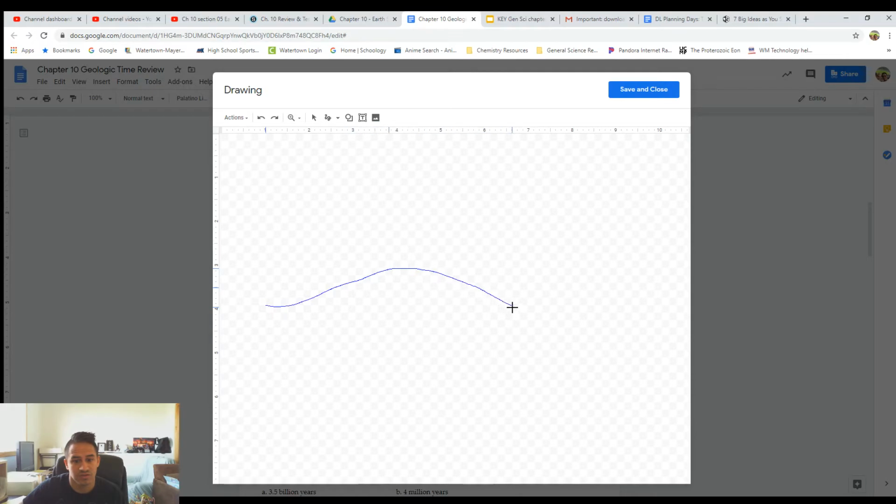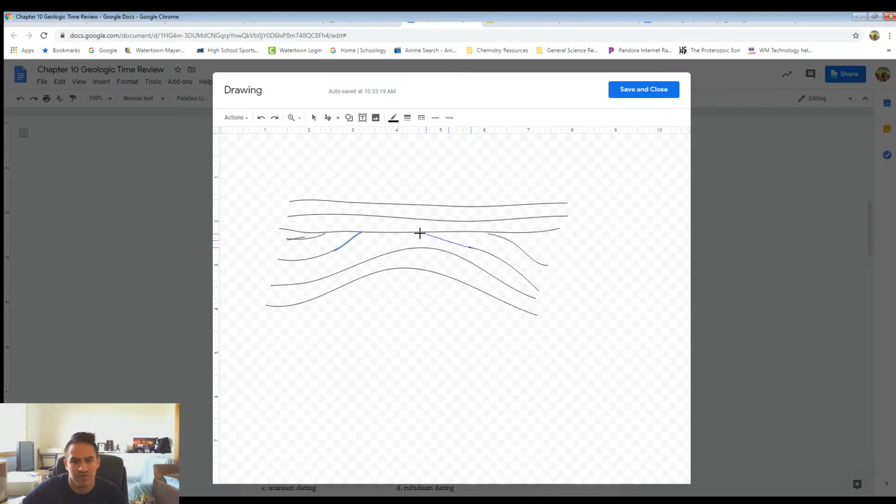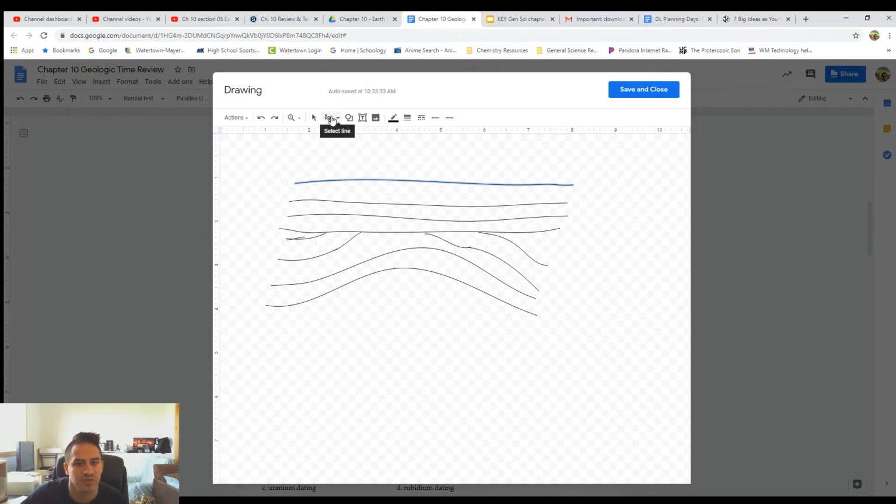I'm going to draw rock layers like this, and then we'll draw some other layers like this, and then we'll draw some other layers on top like this. So we have this. Okay, so the unconformity is this part right here, where we have these rock layers, but then it's like they just got erased and then new rock layers got laid on top. So that is our unconformity.